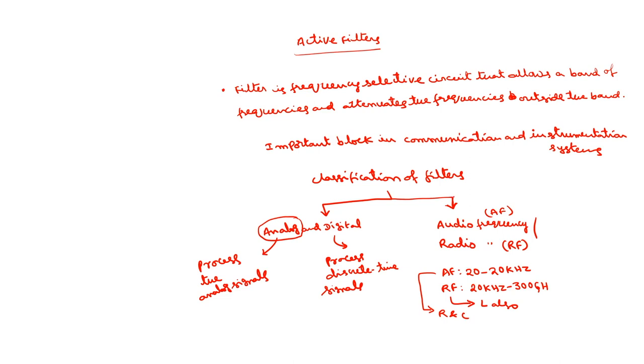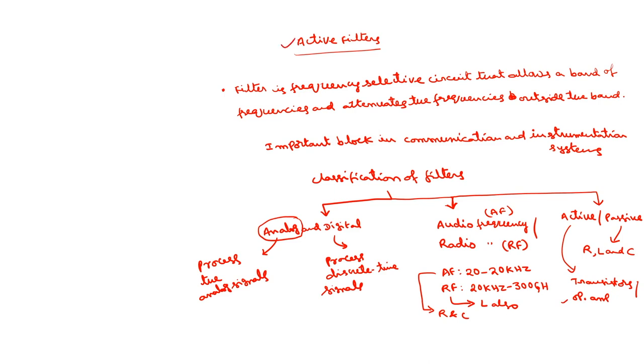The third classification is based on the active and passive filters. So in case of passive filter, it uses only the components like R, L and C, resistance, inductance and capacitance, passive components. Whereas in active filters, in addition to R, L, C, it also uses transistors or operational amplifiers.